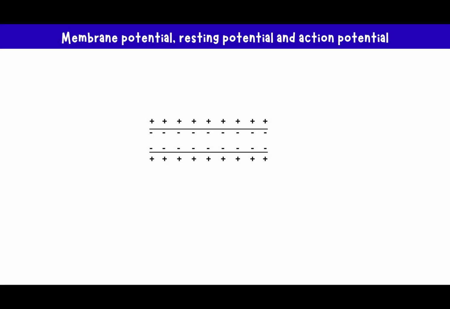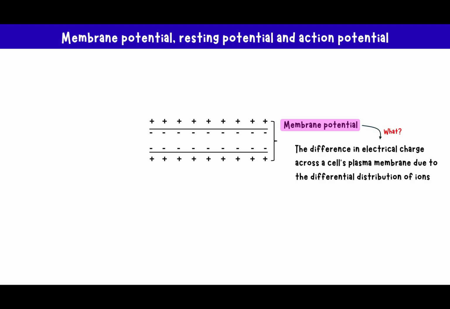Hi everyone. Before we learn about the generation of an action potential, we are going to look at these three important terms: membrane potential, resting potential, and action potential. What is membrane potential? Membrane potential is the difference in electrical charge across a cell's plasma membrane. This happens because of the unequal distribution of ions inside and outside the cell.